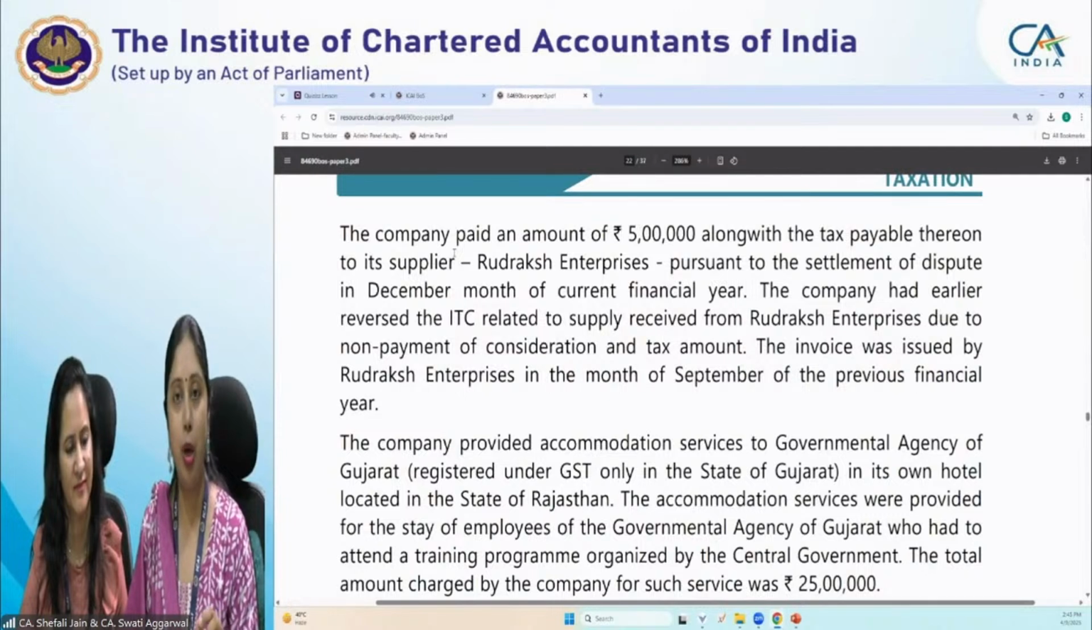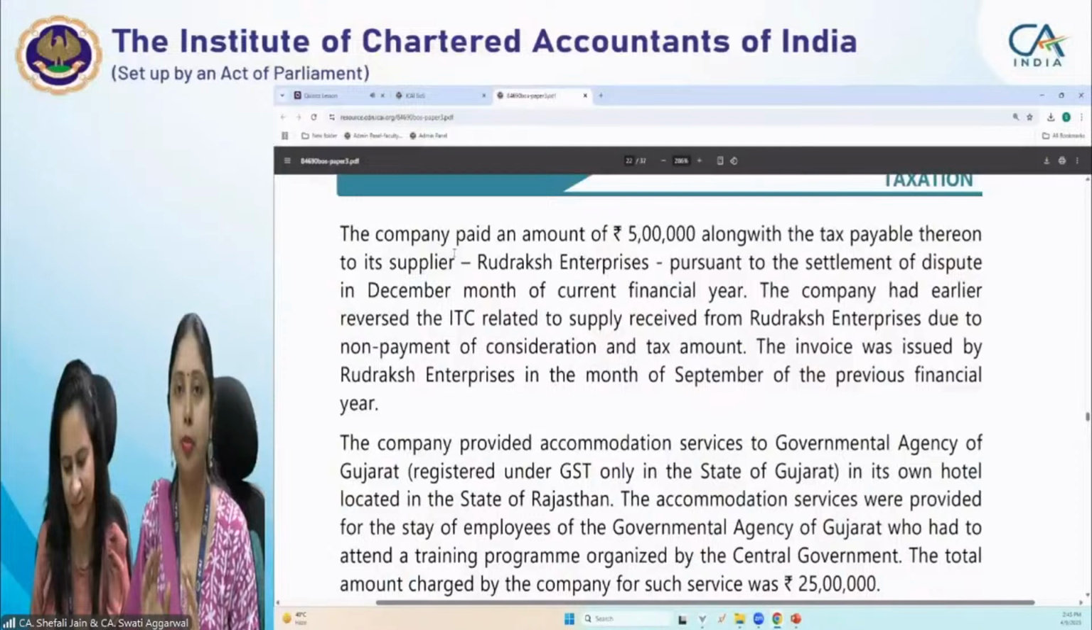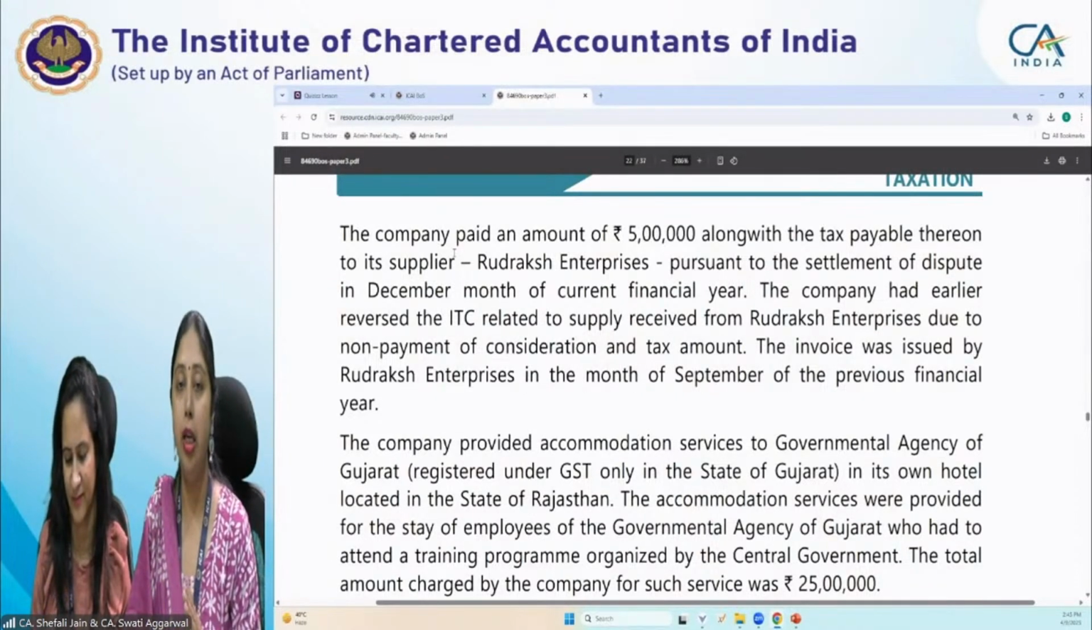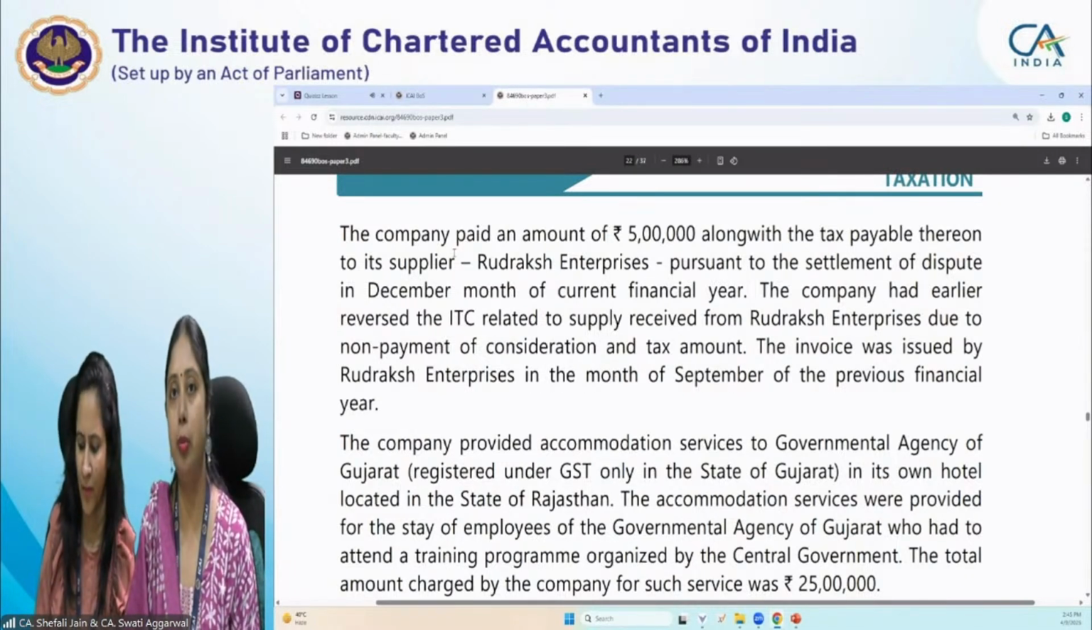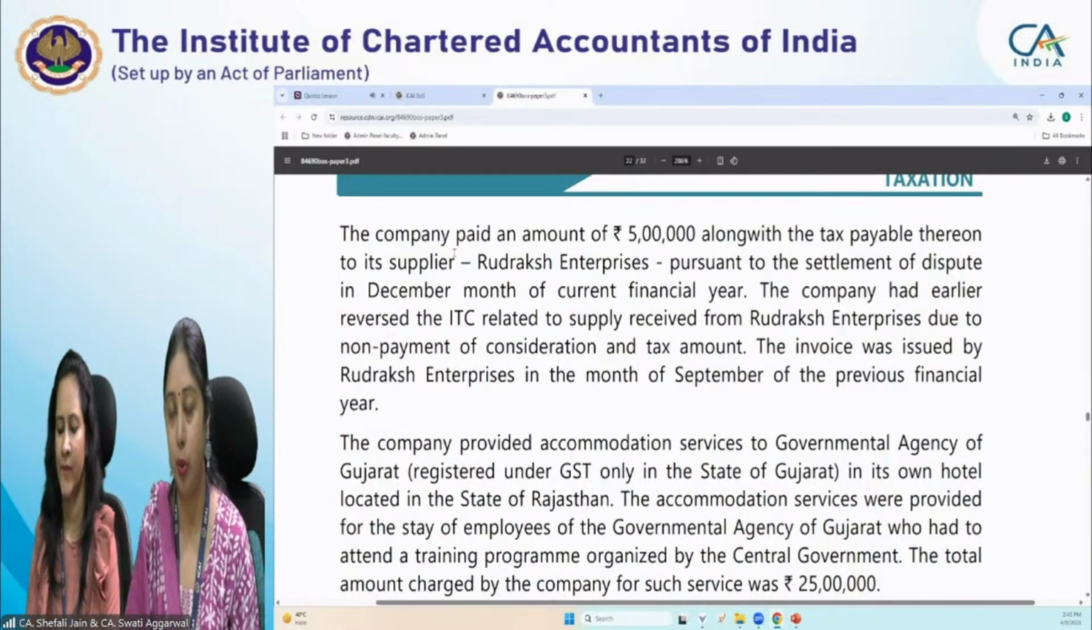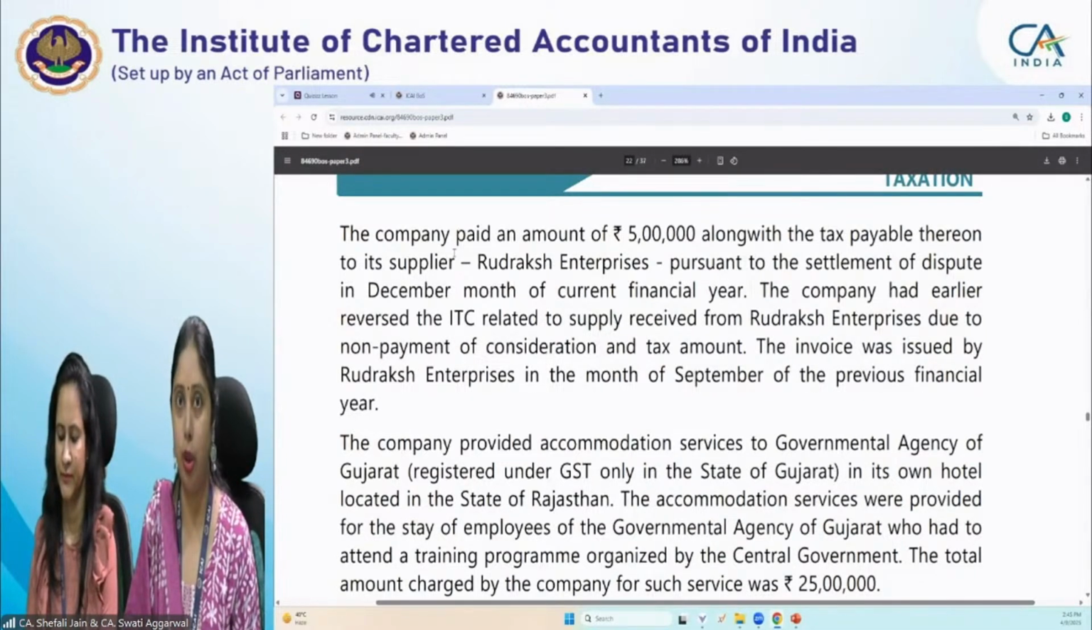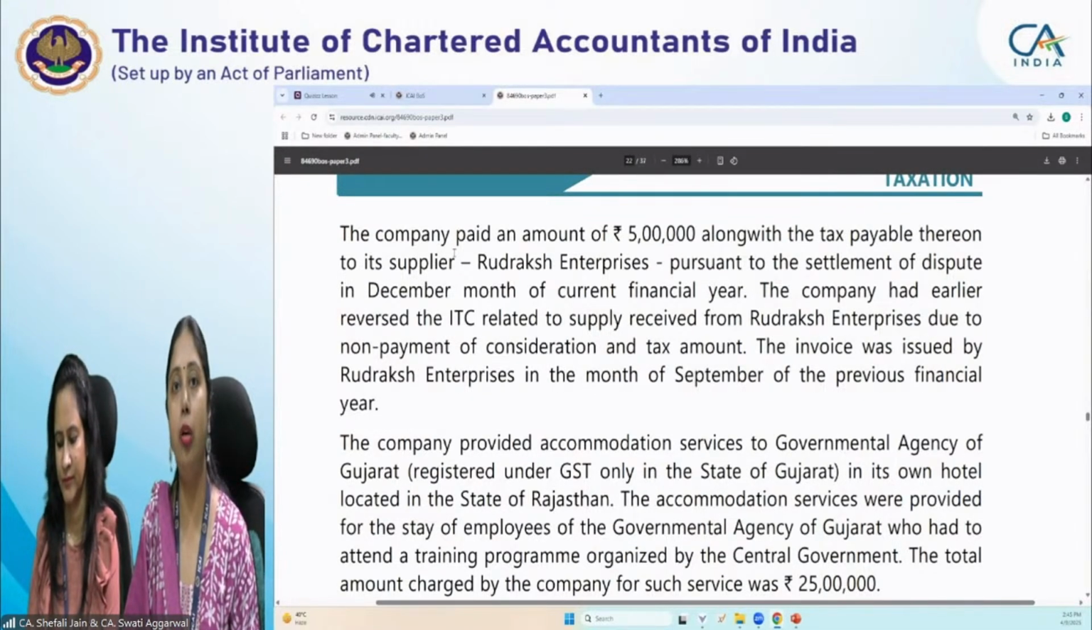The company paid an amount of 5 lakh along with the tax to Rudraksh Enterprises, and this was because of some dispute. So some disputed amount was there, and in December month of the current financial year, the company paid this amount. Now, the company had earlier reversed the ITC pertaining to this particular 5 lakh rupees, because it could not pay the consideration and tax amount due to that dispute. That amount was disputed, so the company did not pay the consideration as well as the tax amount. And in the current year, that dispute got resolved, and in December month, that amount along with the tax due had been paid by the company.